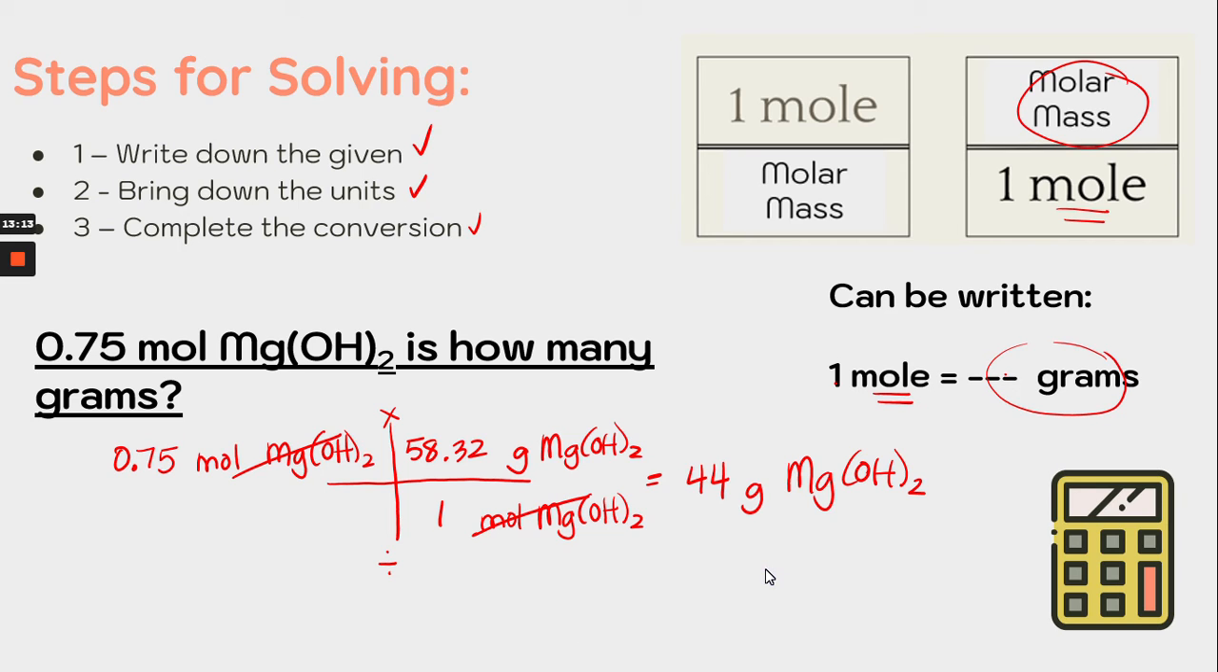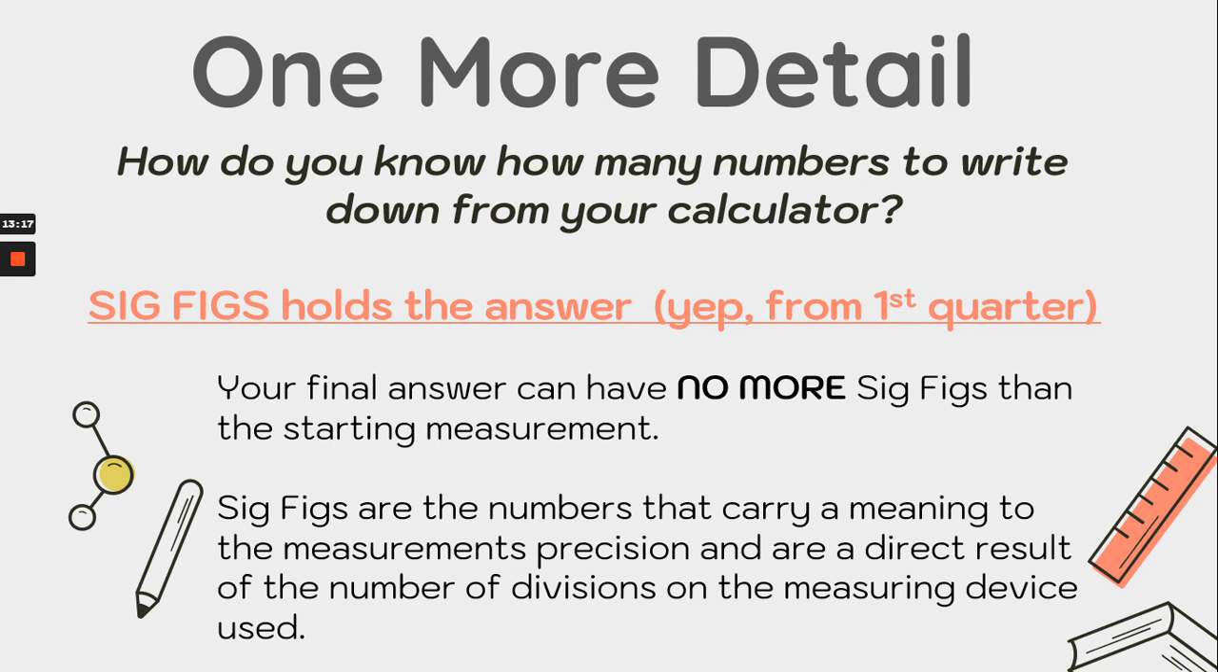Now let's go back for just a second and talk about what I said in the very first math problem, which is how do you know how many numbers to write down off of your calculator? Well, it's significant figures, guys, which we learned way back in first quarter. So I'm guessing we need a refresher, so that's what we're going to do. Just as a quick reminder, sig figs are the numbers that actually carry meaning because they're related to the piece of equipment you used to measure with.